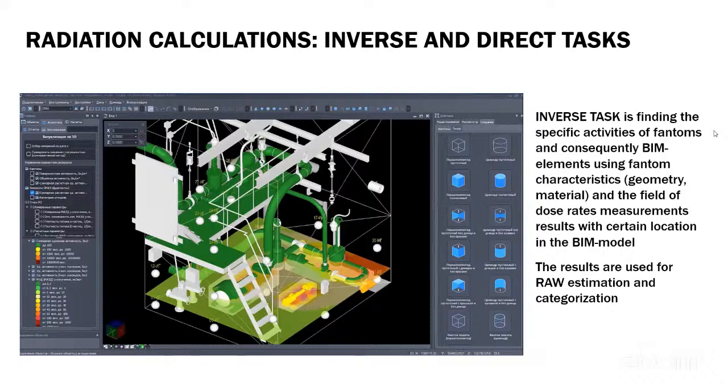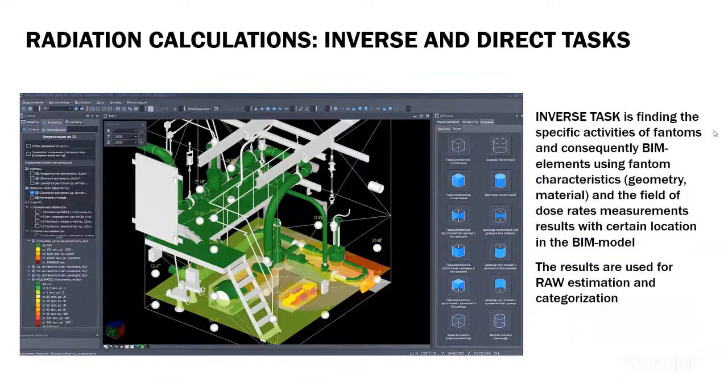But the collected data, the measured data, is usually not enough for our task. We use the measured data to provide some calculation and estimation. We typically solve so-called inverse and direct tasks. The inverse task is finding the specific activities of phantoms as well as beam model elements, using these phantom characteristics like geometry, its material, and obtained dose rate measurement results.